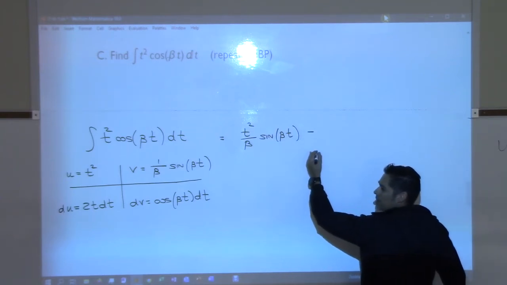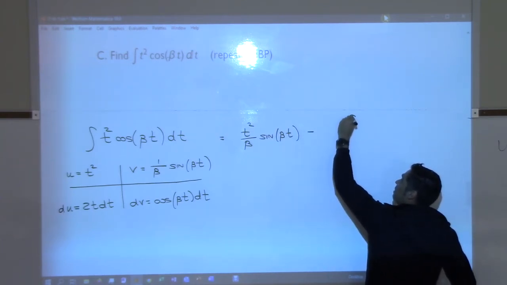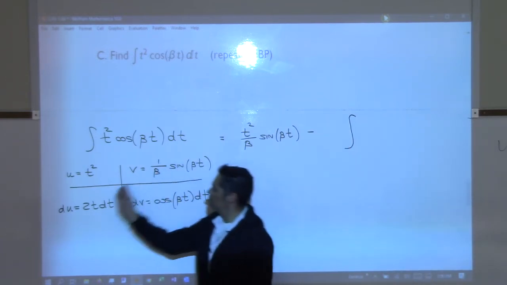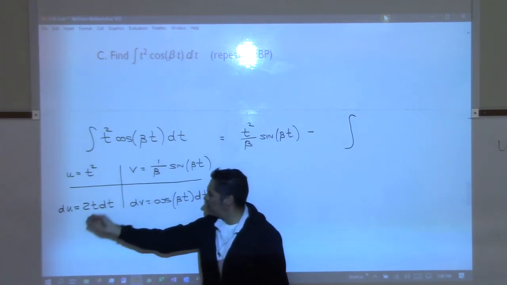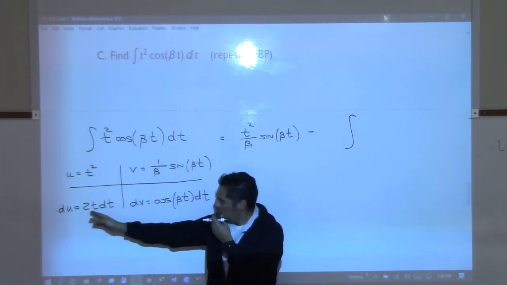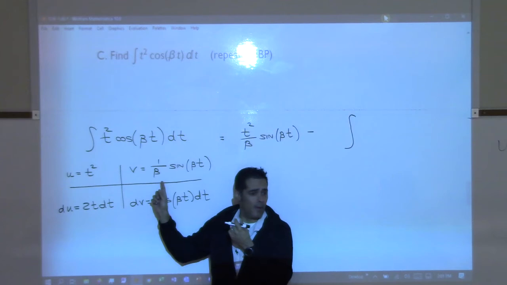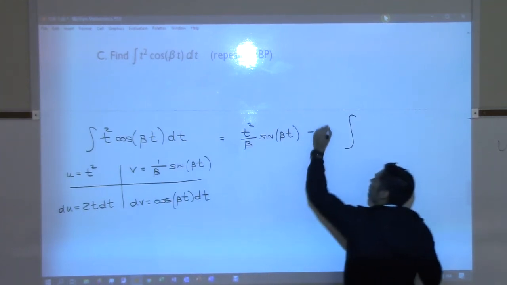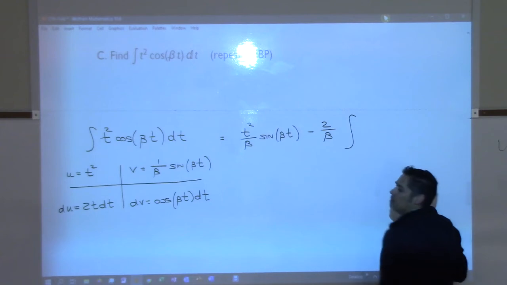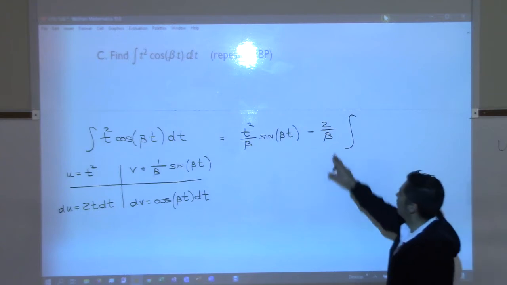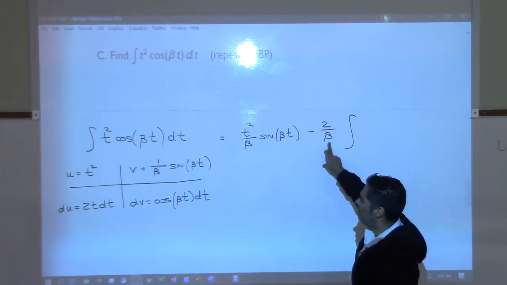Okay, so I'm going to do something a little bit different here. I'm going to do minus, and leave a space there because I want you to pull the constants out right now. This is our voodoo. What constants, Shay, can come out? 2 and 1 over beta. Both of them come out, right? So I'm going to write out here 2 over beta. And what's still in there? You still have sine beta t.